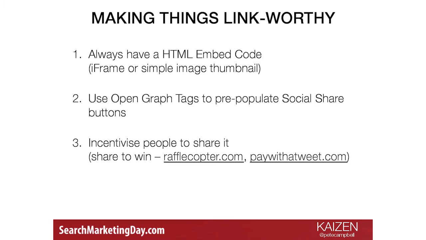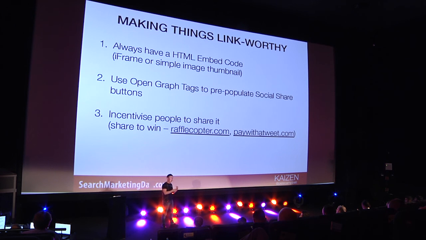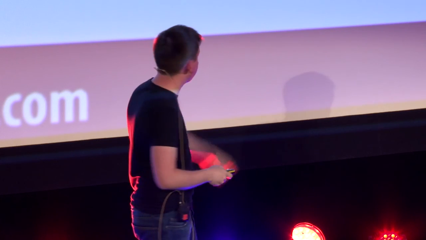Also, use open graph tags. These were mentioned a little bit earlier, but they're a really powerful way to pre-populate social share buttons. On ogp.me, you can find out more about the tags to use. It's also worth signing up for Twitter cards, because that will let you have rich media on Twitter. You've got to get it approved first, but it will really significantly increase your click-through rate.